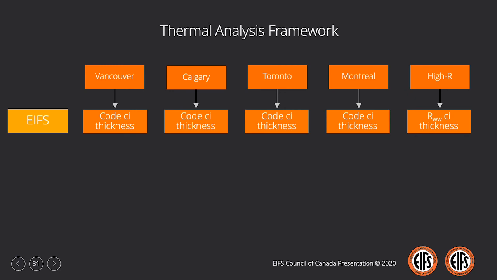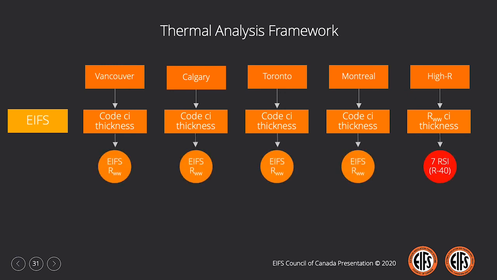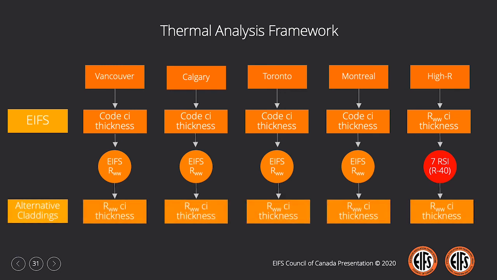That assembly was then modeled to establish our target whole wall R value that was then applied to all of the alternative claddings. So for the high R wall, we applied the required continuous insulation to meet the applicable code requirement as well as achieve our high R target value of R40, then modeled to establish a whole wall target that would then be applied to the alternative claddings.